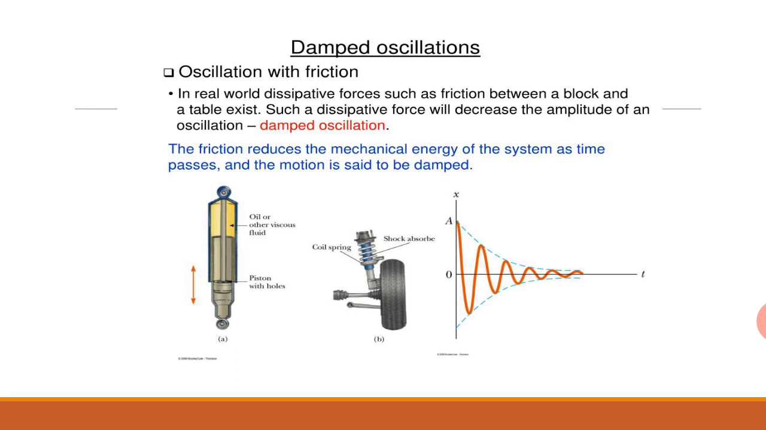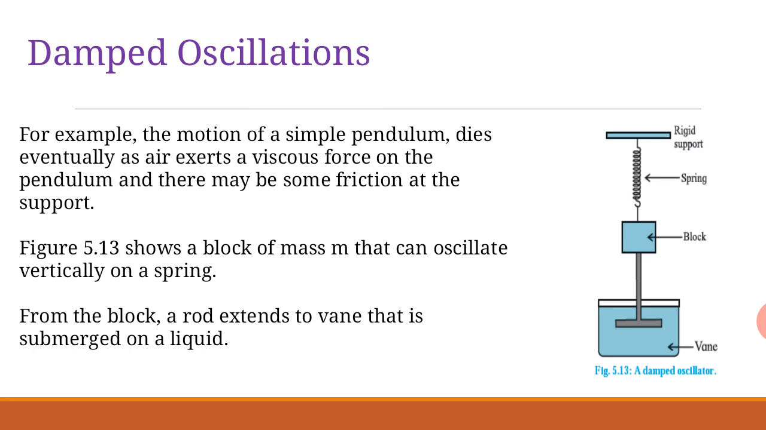Now here in this case you can see a shock absorber in the vehicle or in the car, and one graph is shown over here. Amplitude decreases with the increase in time. That means the energy from the oscillation gets absorbed by the surrounding with respect to time.